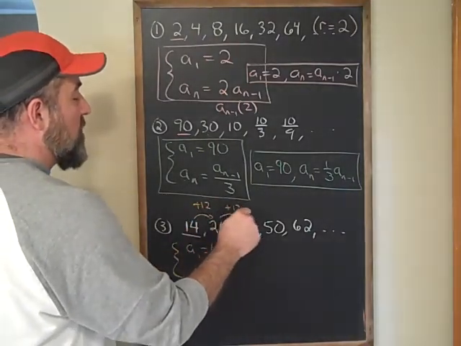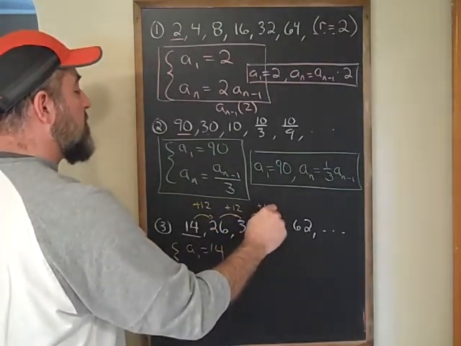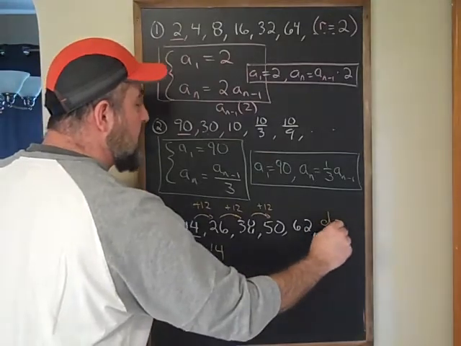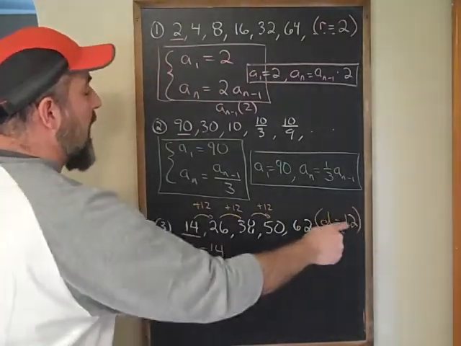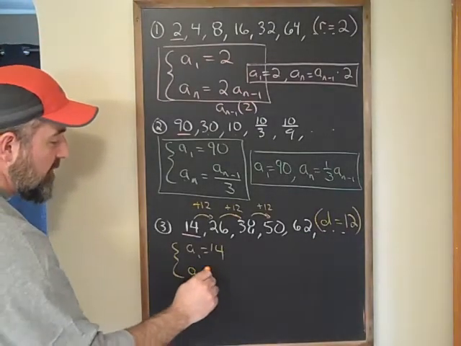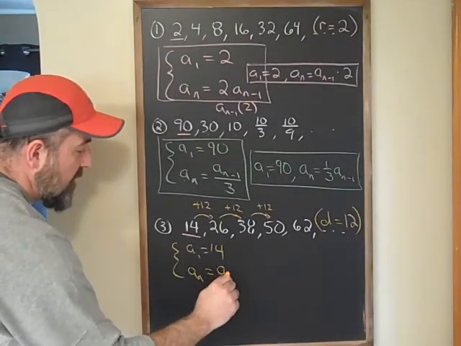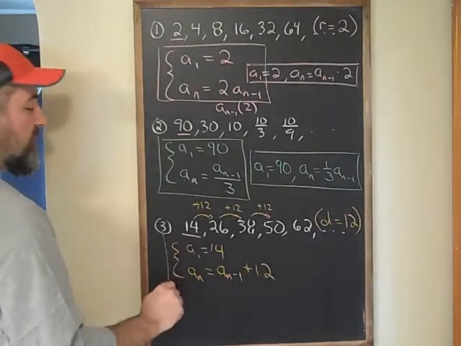If I add 12, 26 plus 12 is 38. 38 plus 12. So this one has a constant difference of 12. So that means I'm going to be adding 12 to the previous term. So a sub n, any term, is the previous term plus 12. There it is.